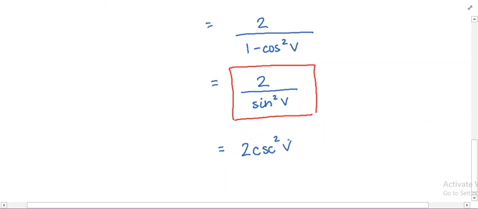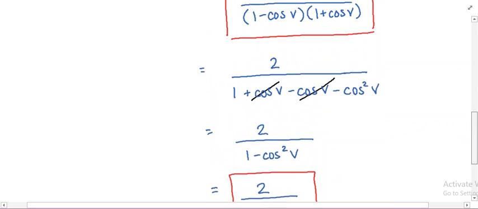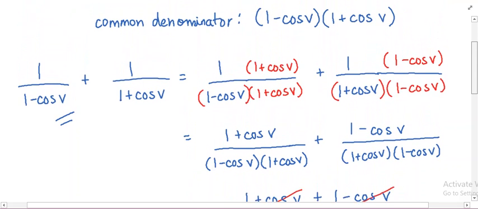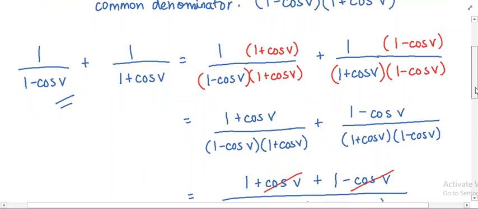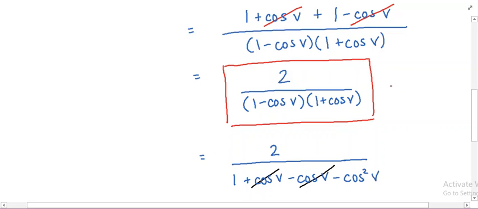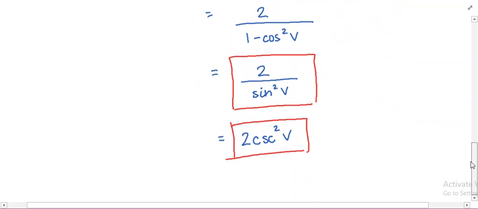So here are all good answers. This is another way to write the answer. All right, so here you go. We took our original two fractions that we were adding together, we added them and simplified. So the simplest way to write the answer is definitely 2 cosecant squared of v.